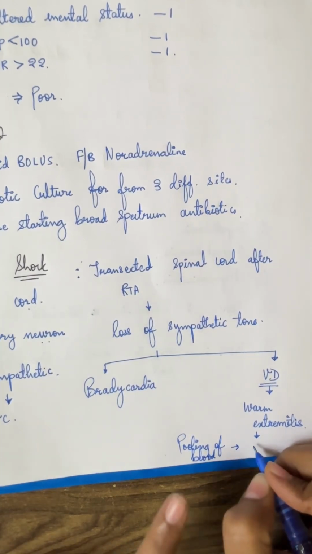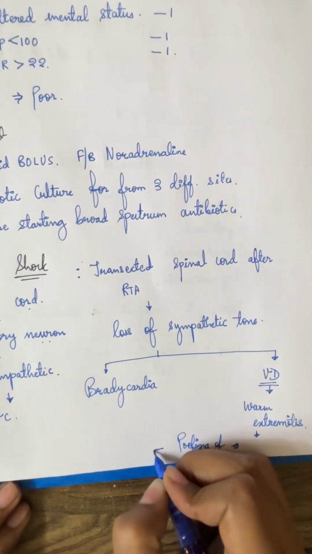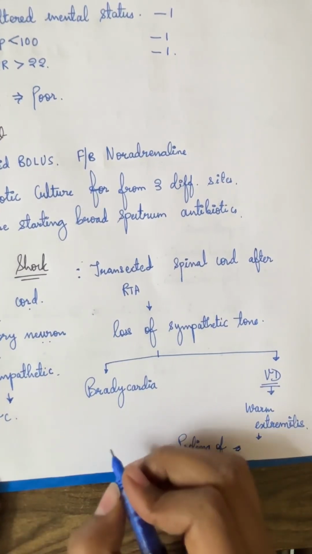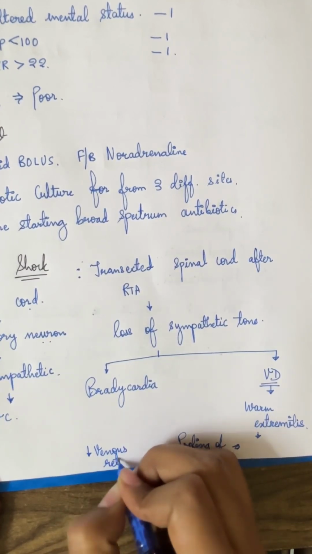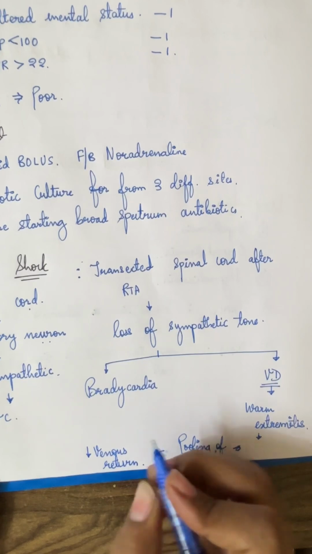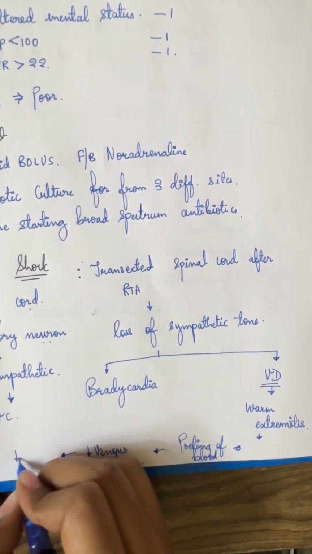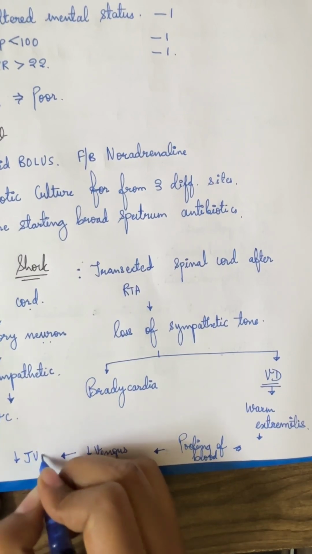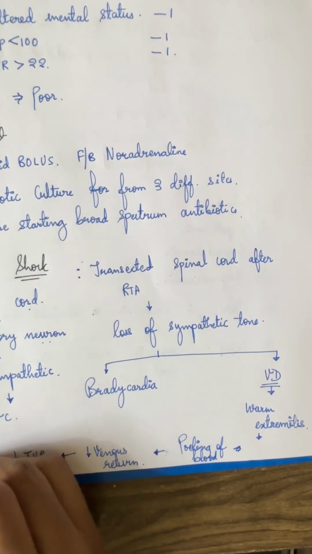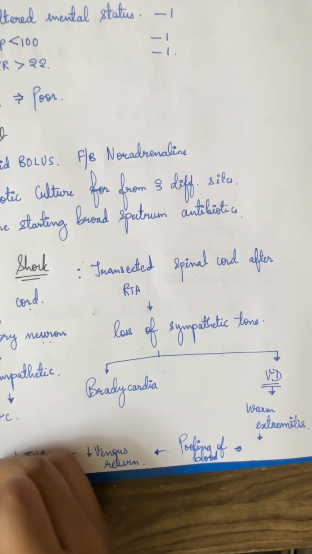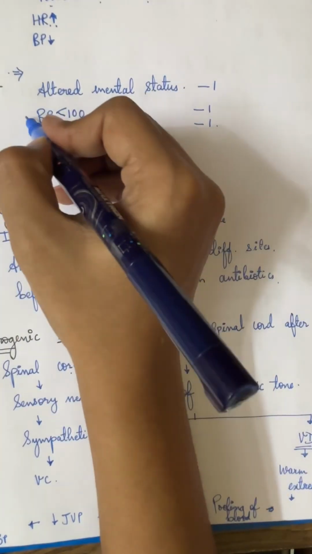Pooling of blood leads to decreased venous return, and due to decreased venous return there will be decreased jugular venous pressure, that is decreased JVP, and there will be decreased cardiac output and decreased systolic BP, and here the BP is systolic BP.